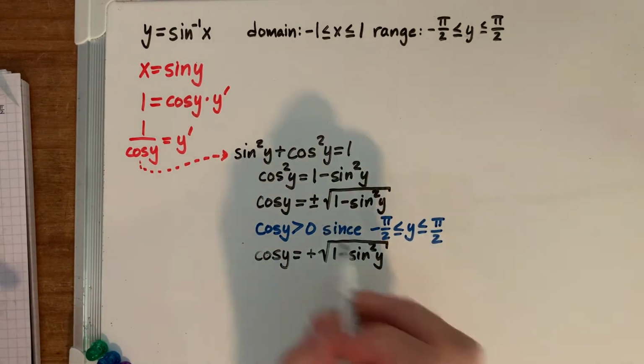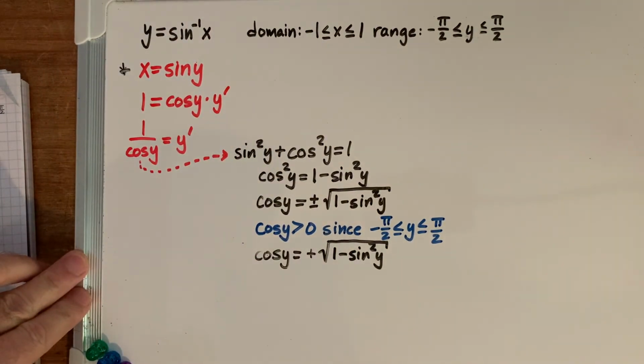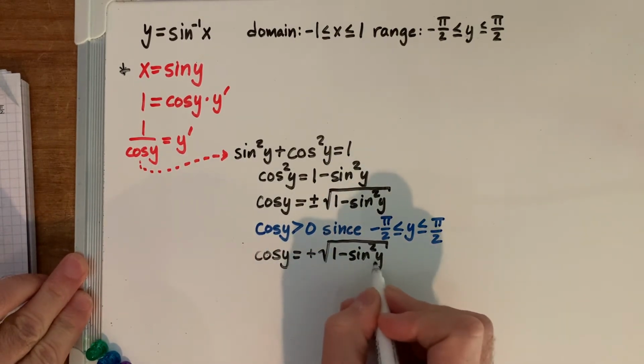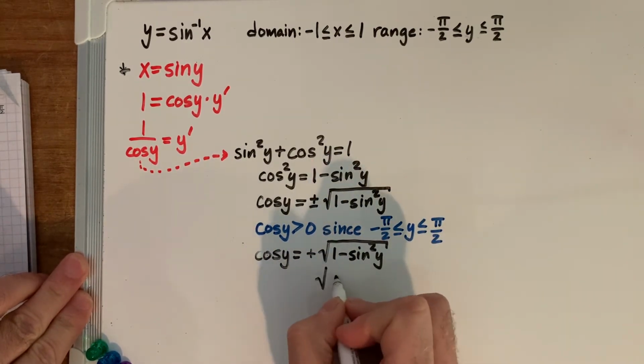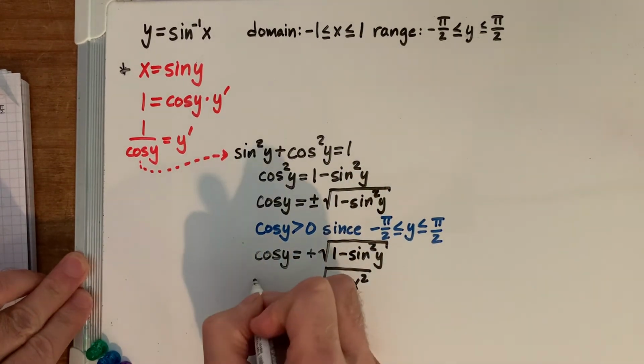Now here's why that helps us out. Way back up here, we said that x is equal to sine of y. So if x is equal to sine of y, then this sine squared can be rewritten as x squared, giving 1 minus x squared. So this is our cosine of y.